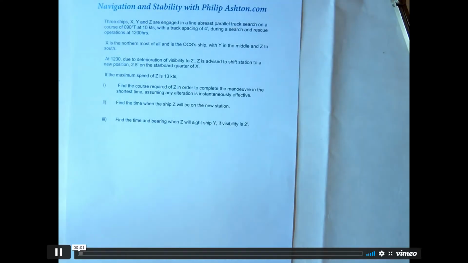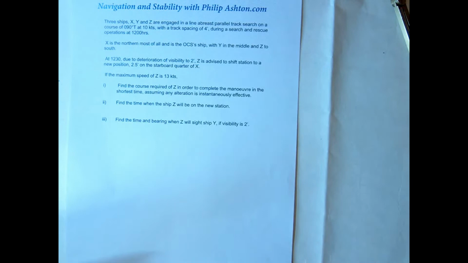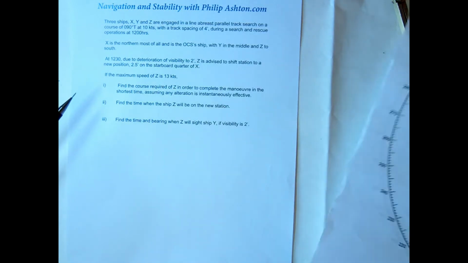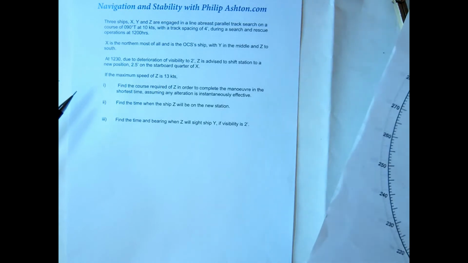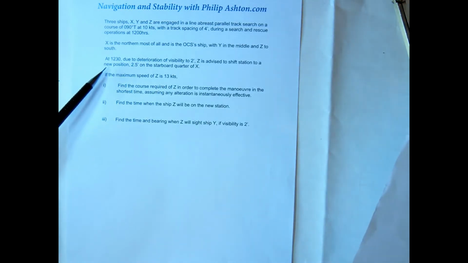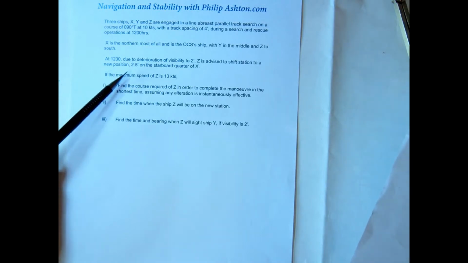We'll look at a search and rescue example here with three ships X, Y and Z, line abreast, parallel track, 090 at 10 knots, 4 miles apart, and this is at 1200 hours. X is the northernmost and it's the OSC, with Y the middle and Z to the south. And at 12:30, due to deterioration of visibility to 2 miles, Z is advised to shift to position 2.5 miles on the starboard quarter of X.